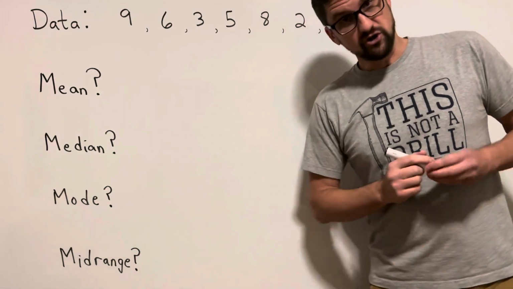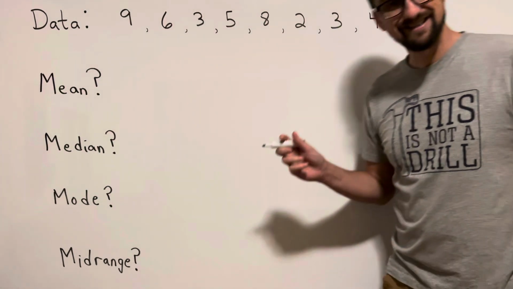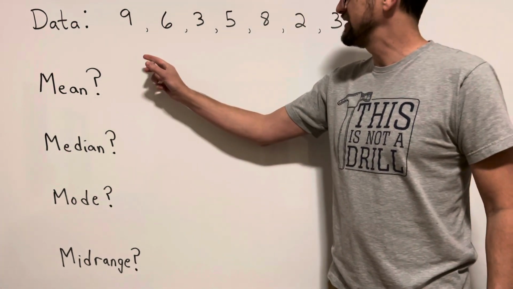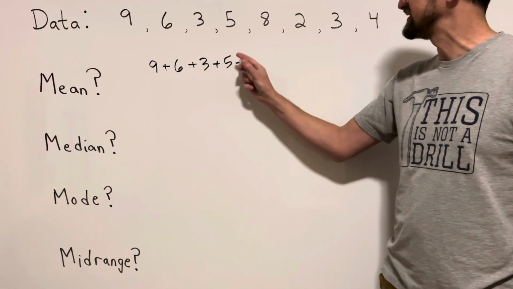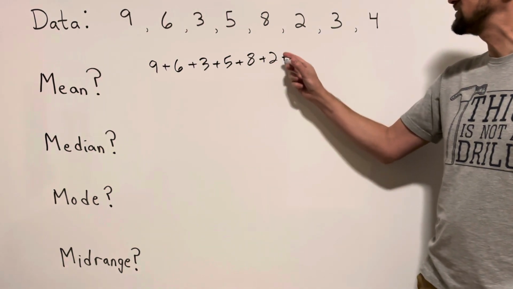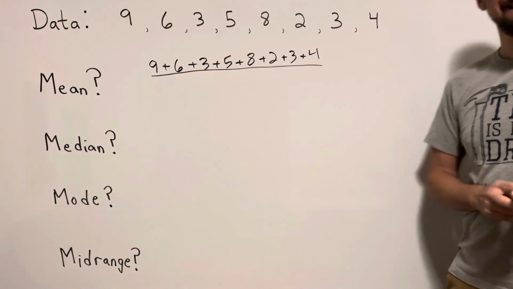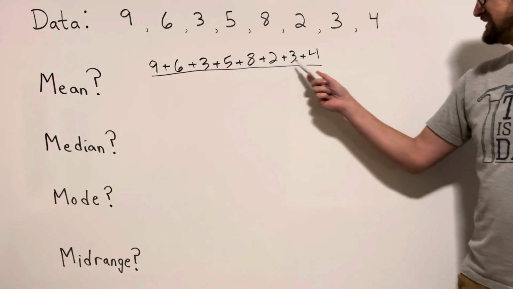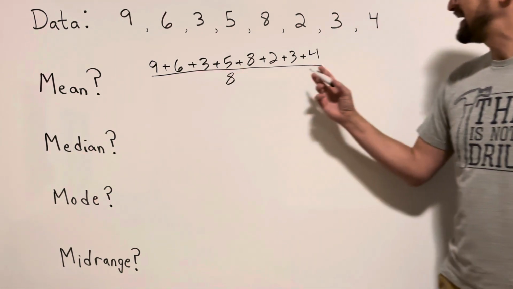So for the mean, you're just going to add up all the numbers and divide by how many there are. So 9 plus 6 plus 3 plus 5 plus 8 plus 2 plus 3 plus 4, and then divide by how many there are. There are going to be 8 data values, so divide by 8.